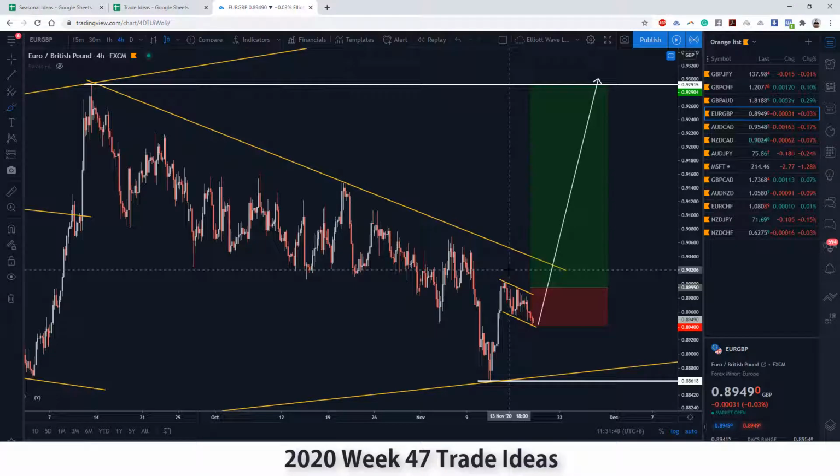If we are buying the Euro Pound, then naturally in relation to the Pound, we are actually selling it. So I want you to take note of that.